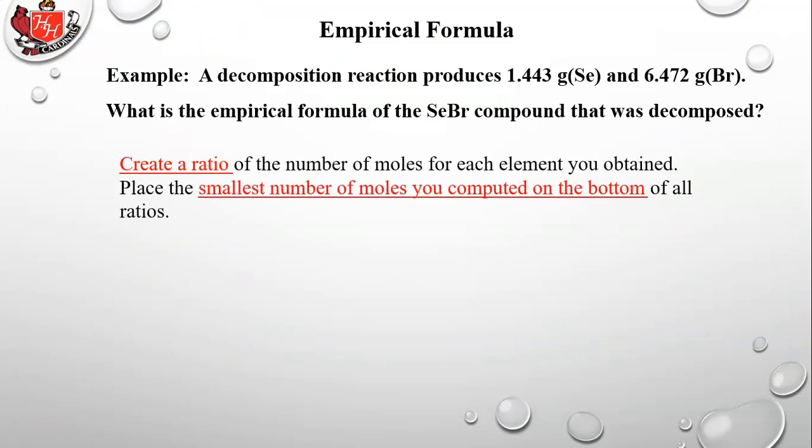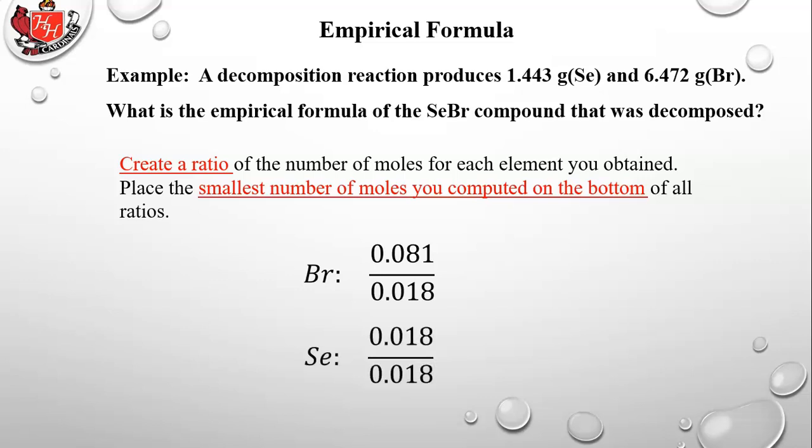Okay, so here's the problem restated. So now you create a ratio. Now you're going to see this concept better than the last problem. Create a ratio of the number of moles of each element you obtained. Place the smallest number of moles you computed on the bottom. So we had 0.018 and 0.081. So we're going to create for bromine, that was the 0.081. So we write that, and then we place the number that we had for the selenium beneath it, because selenium was the smaller of the two.